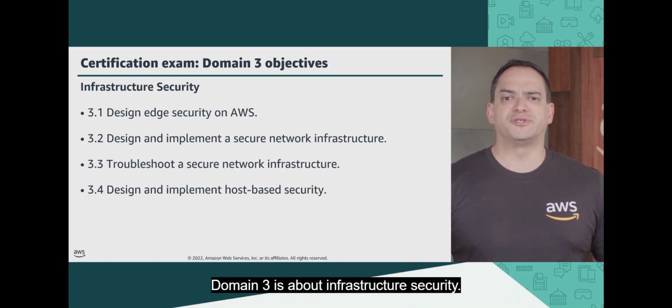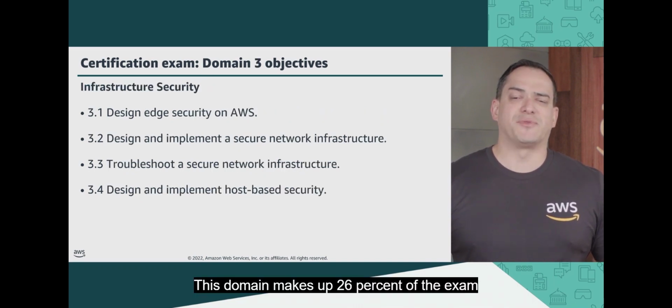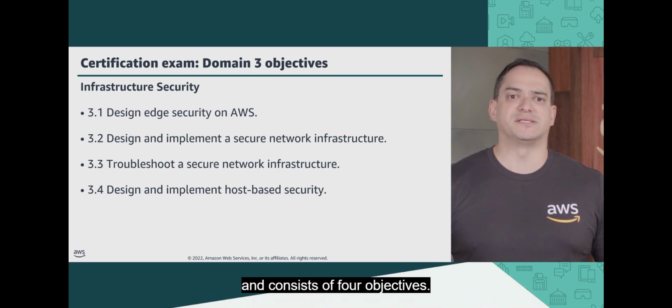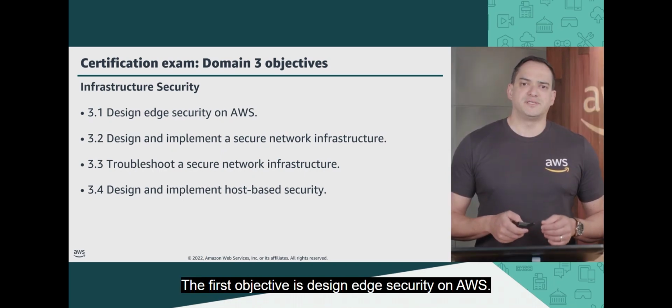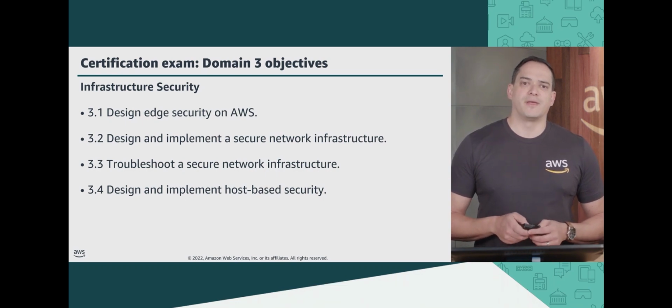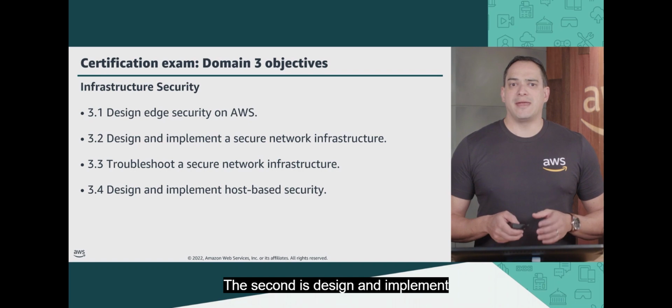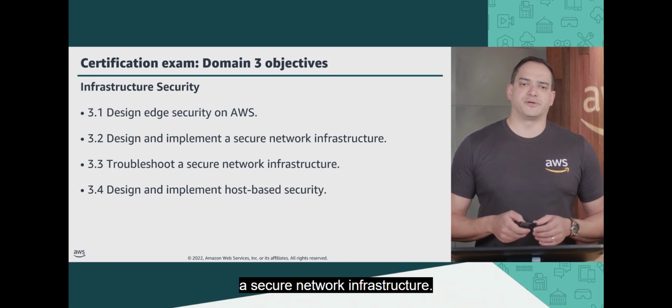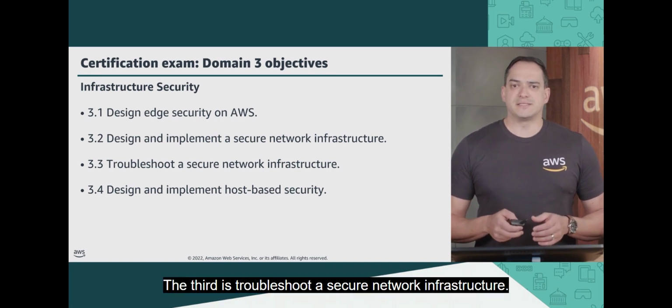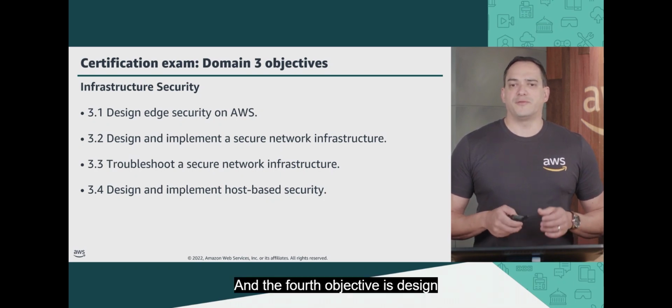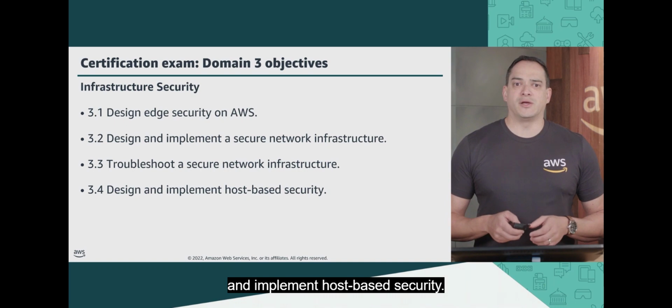Domain 3 is about infrastructure security. This domain makes up 26% of the exam and consists of 4 objectives. The first objective is, design edge security on AWS. The second is, design and implement a secure network infrastructure. The third is, troubleshoot a secure network infrastructure. And the fourth objective is, design and implement host-based security.